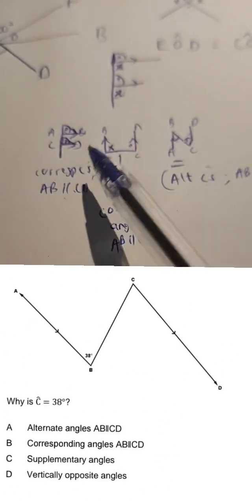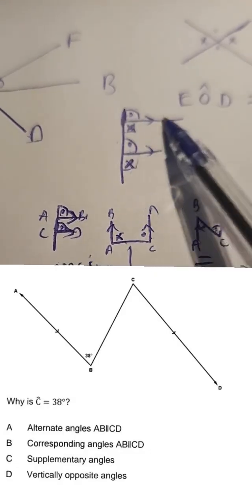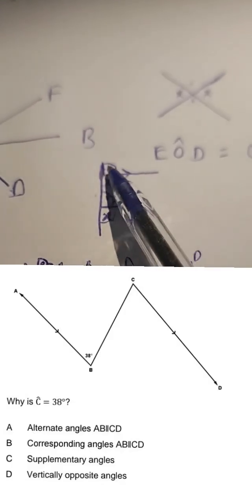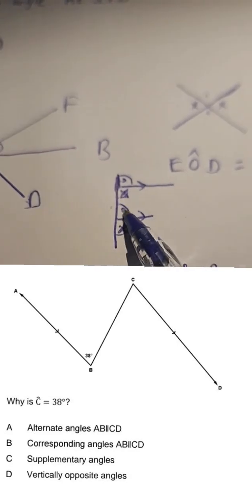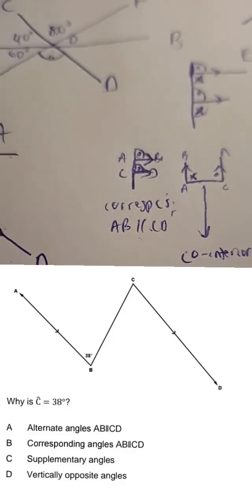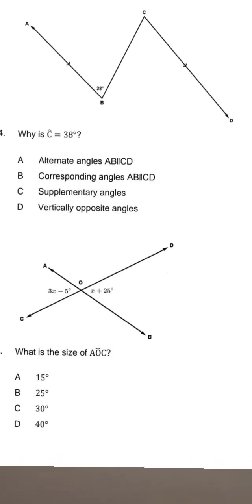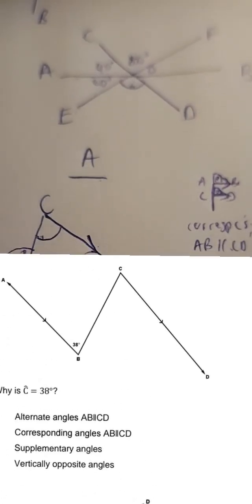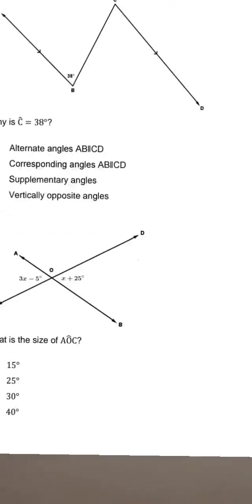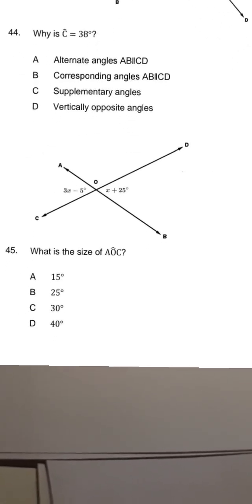B, corresponding angles. I just explained to you that corresponding means the angle at the bottom of this parallel line and the angle at the bottom of that parallel line are equal. Top of this parallel line, top of that parallel line, the angles are equal. This is what we call corresponding angles. So it can't be option B. So it definitely has to be what? Option A. Alternate angles. AB is parallel to CD. So 100% correct. That is the option that we are going to go for. Moving right along, guys. Number 45.